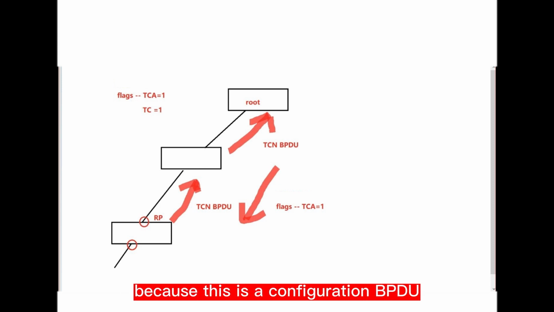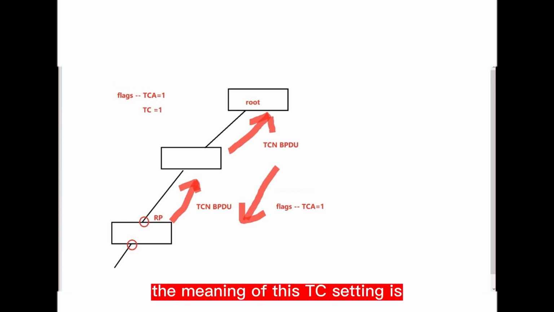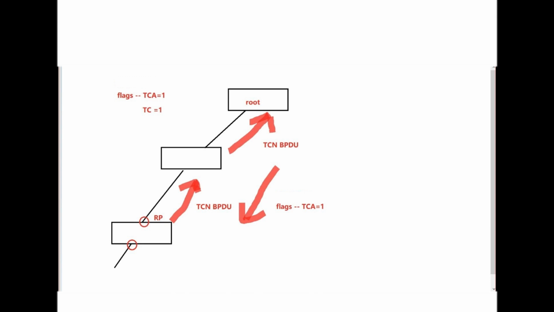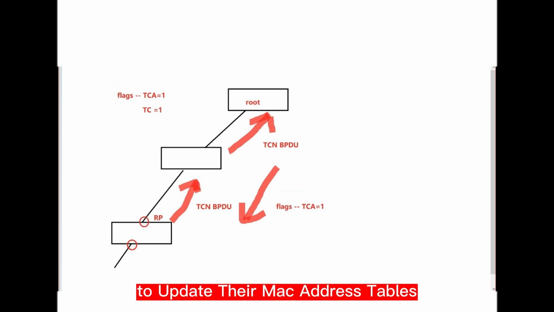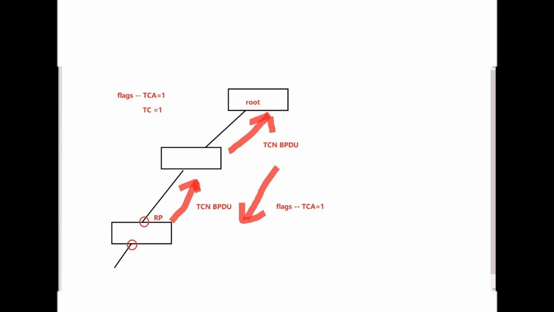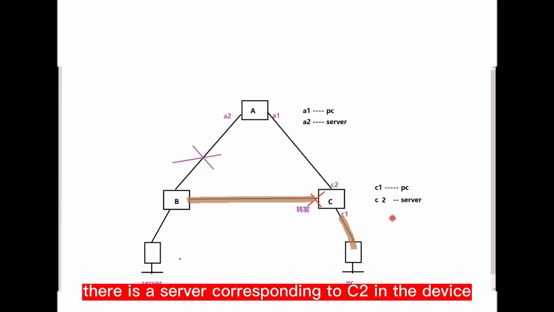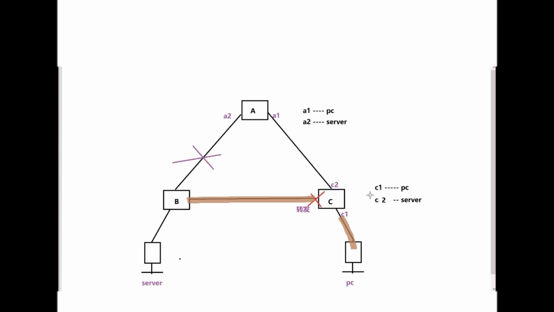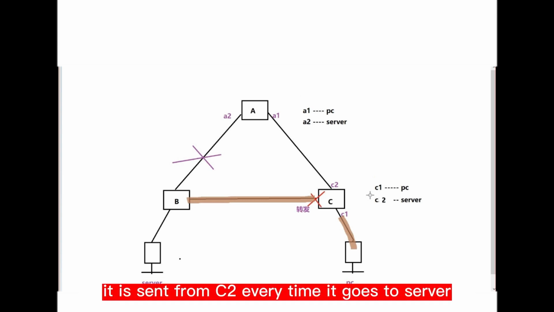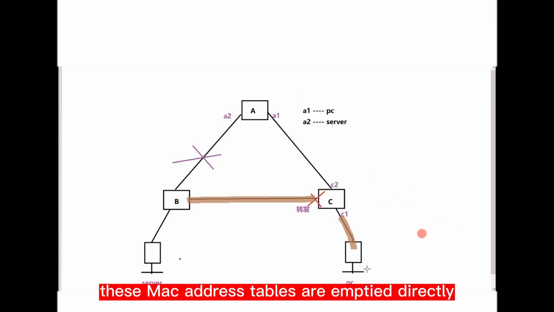Because this is a configuration BPDU, other devices forward the configuration BPDU of the root bridge. The meaning of this TC setting is: tell all devices it's time to update their MAC address tables. Then all devices will clear their MAC address tables and relearn. For example, suppose there is a server corresponding to C2 in the device. Every time, traffic to the server goes out from C2. For now, these MAC address tables are emptied directly.